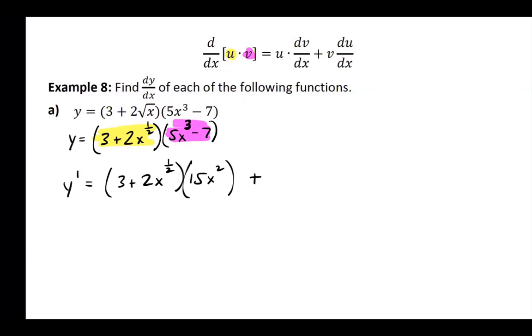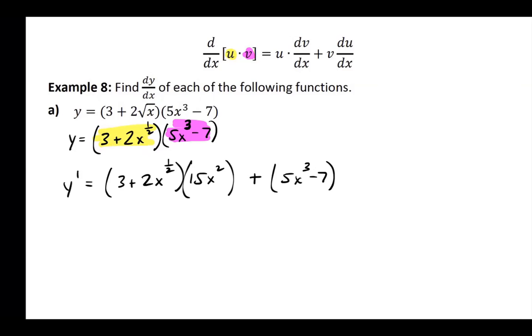Okay, now the opposite. Now let's write V. So V was 5x cubed minus 7, right? Now we have to do the derivative of the first one, U. Okay. Well, let's look at U. The first term is a constant. So 3, the derivative of 3 is just going to be 0.